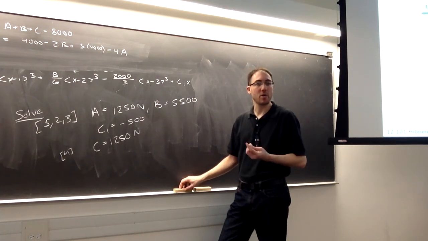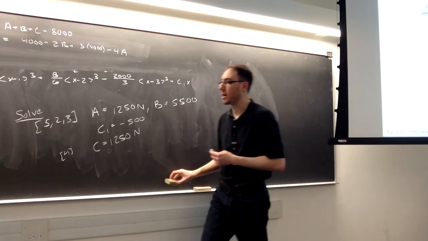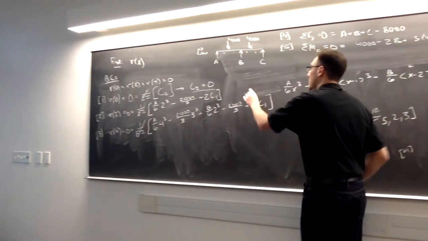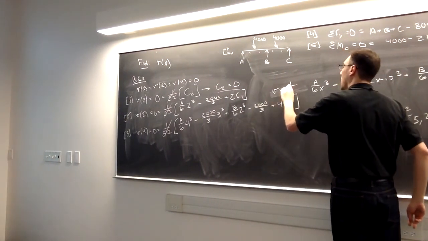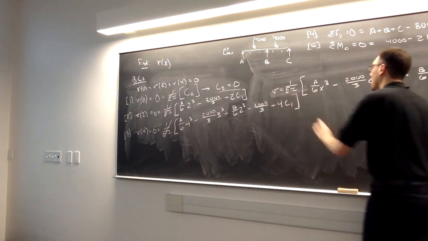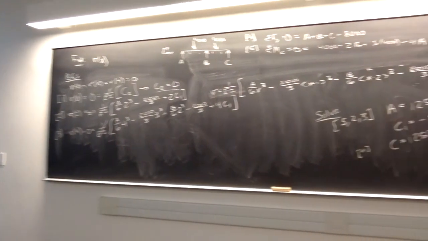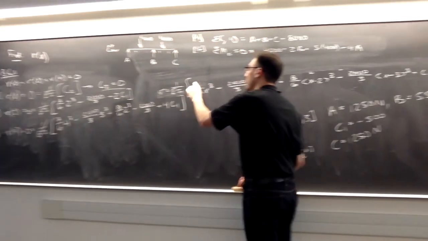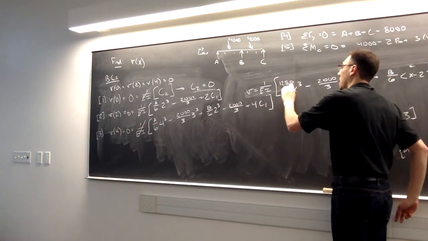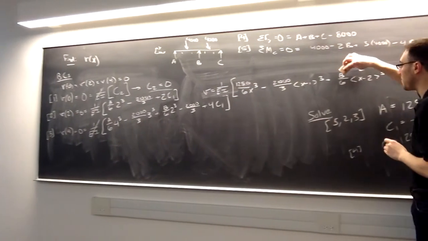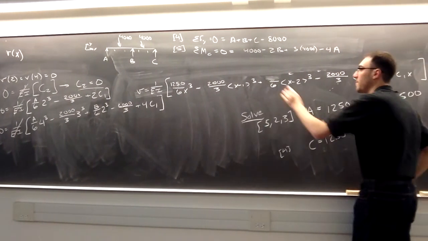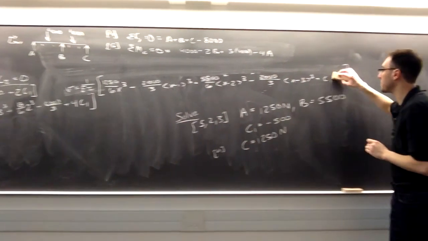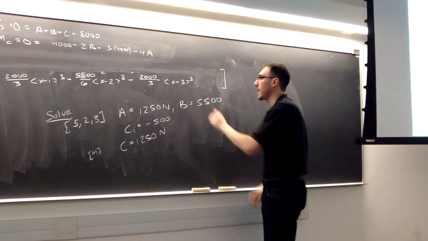So now I can answer the question of what is my deflection equation going to look like now that I solve for these unknowns. Plugging in what I know now, I know the value of A is 1250. The value of B was 5500. And the value of C1 was negative 500.